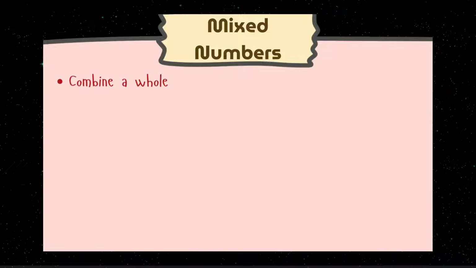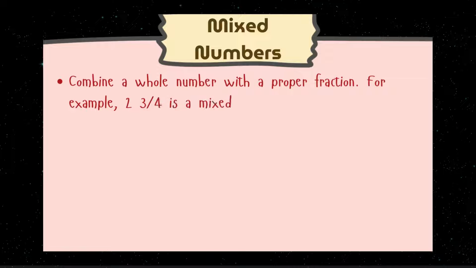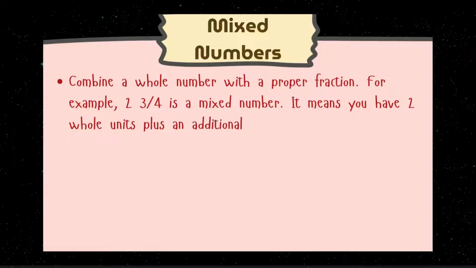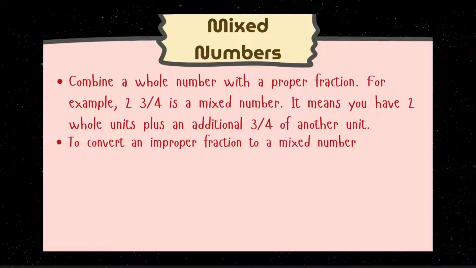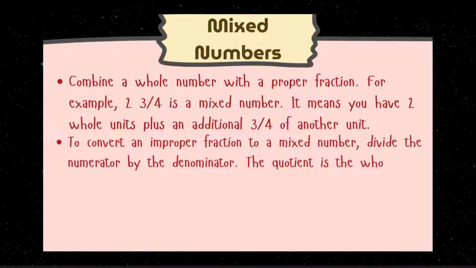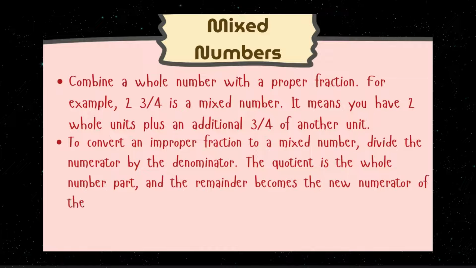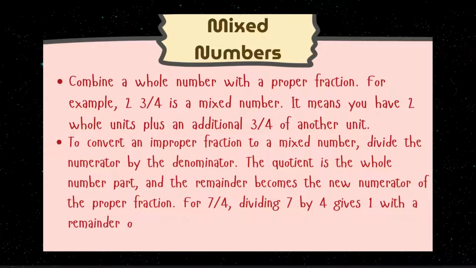Mixed numbers combine a whole number with a proper fraction. For example, 2 3/4 is a mixed number. It means you have 2 whole units plus an additional 3/4 of another unit. To convert an improper fraction to a mixed number, divide the numerator by the denominator. The quotient is the whole number part, and the remainder becomes the new numerator of the proper fraction. For 7/4, dividing 7 by 4 gives 1 with a remainder of 3, so 7/4 is the same as 1 3/4.